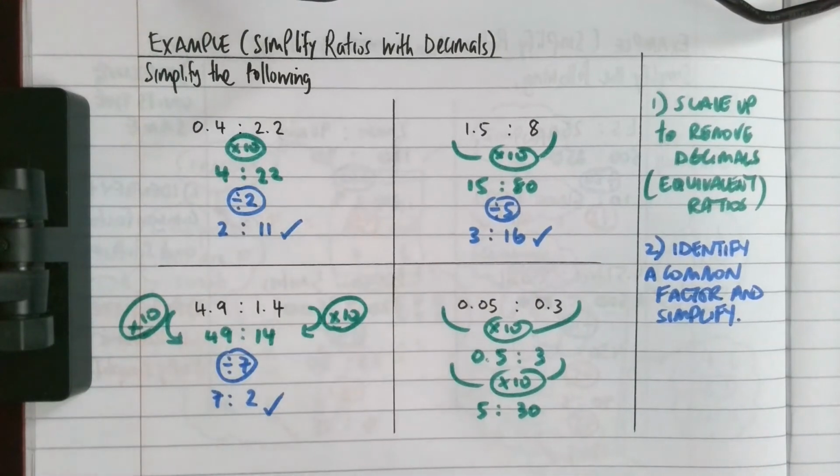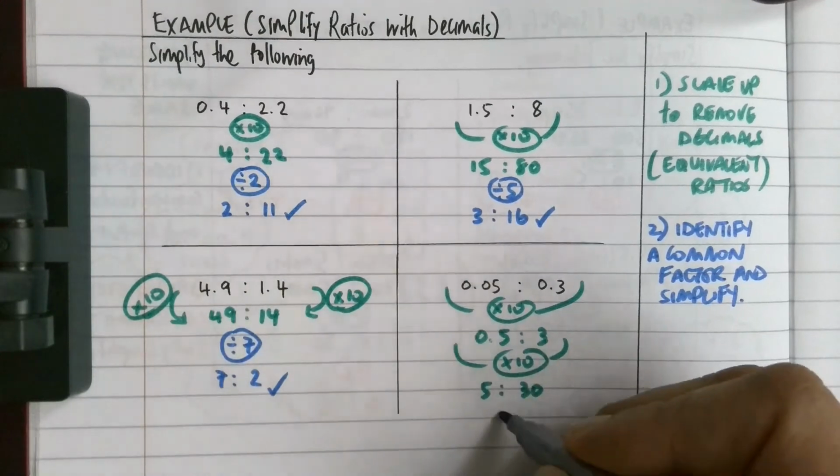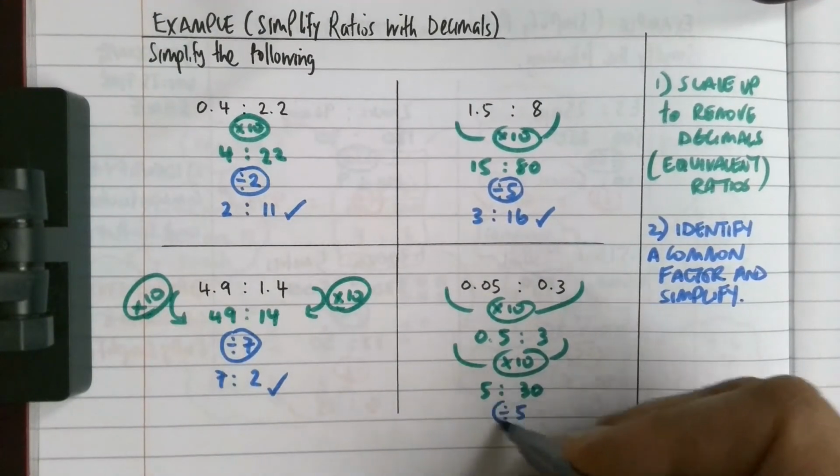And then we're going to identify a common factor and simplify. And the common factor between these two is 5. So we're going to end up with 1 to 6.